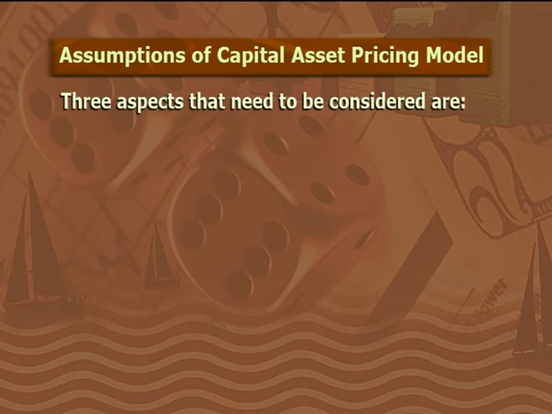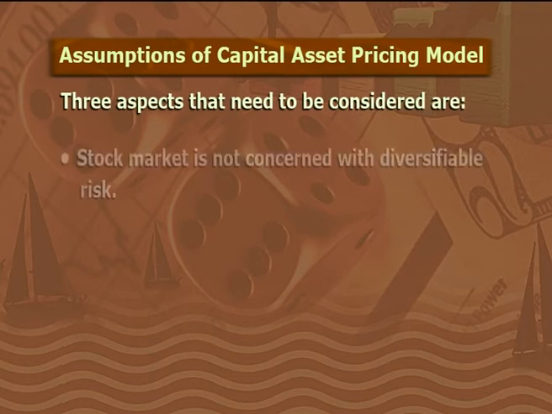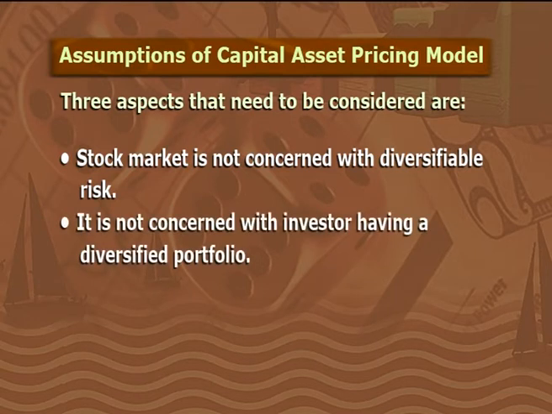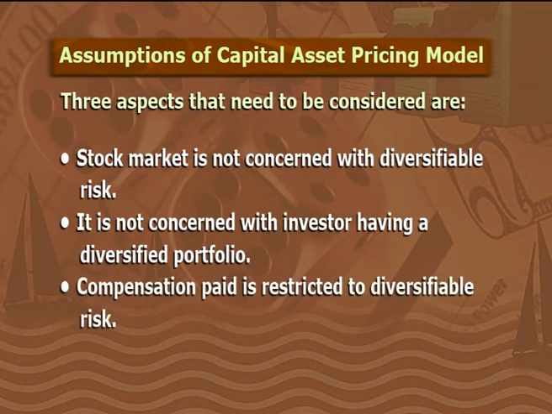Three aspects that need to be considered are: number 1, stock market is not concerned with diversifiable risk. Number 2, it is not concerned with investor having a diversified portfolio. And number 3, compensation paid is restricted to non-diversifiable risk only. Thus, an investor has to look into the non-diversifiable portion of risk on one side and returns on the other side. For this, the concept of security market line is used.